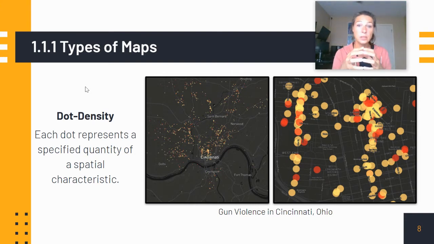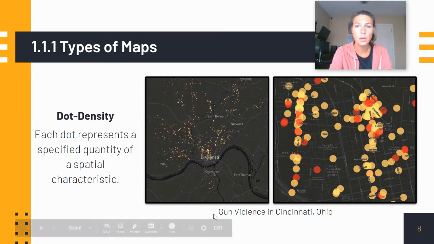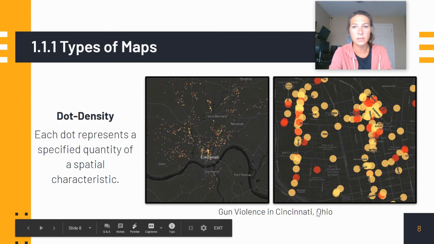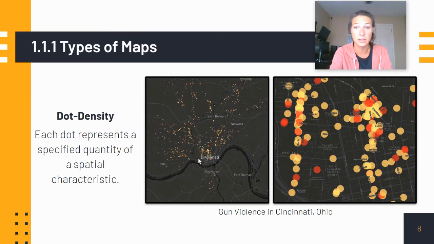And when you see a higher concentration of dots, like you see right here, this is where whatever it is that you're measuring is the highest amount. So the title of these two maps is Gun Violence in Cincinnati, Ohio. When you see clusters of these dots, that means most of the gun violence in Cincinnati, Ohio is happening in this part of the city.